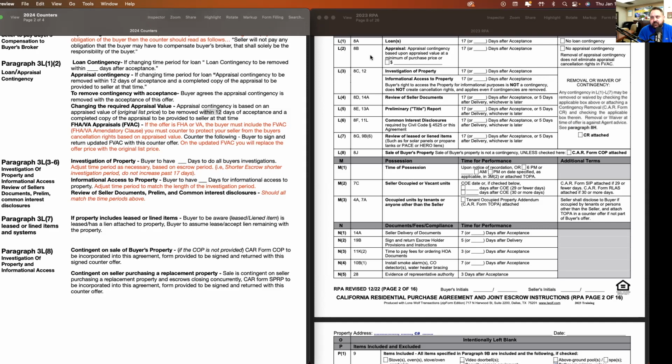My suggestion to you guys is, unless you're shortening the escrow period, you don't change the defaults. Let the listing agent counter you back and change them. But no, you don't change them on your offer. 17 days, that's it. Yeah, actually, no, leave it alone.